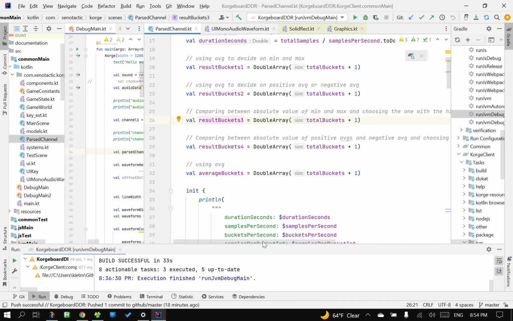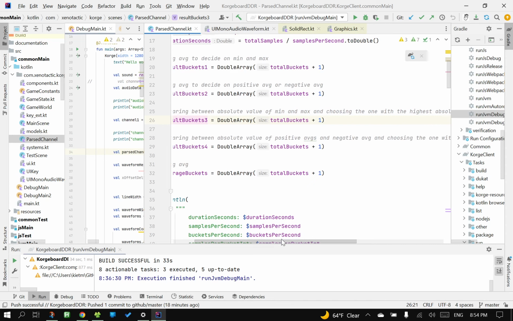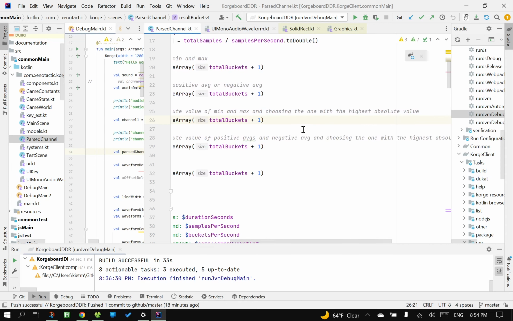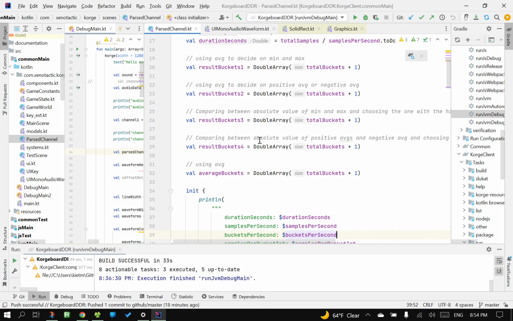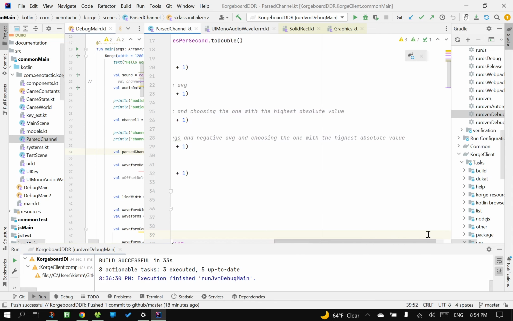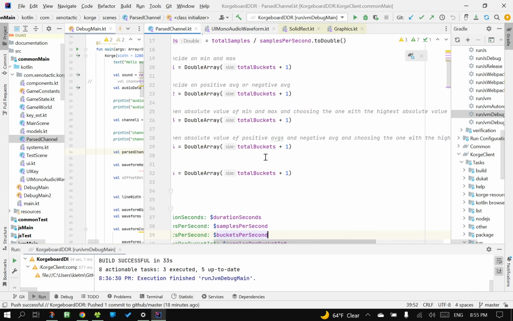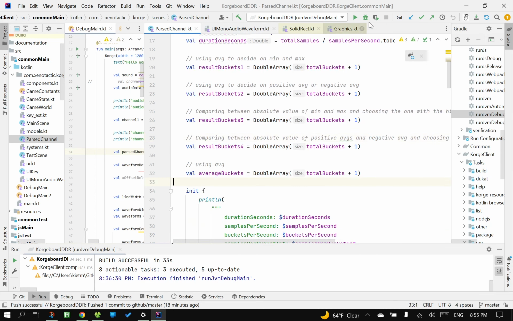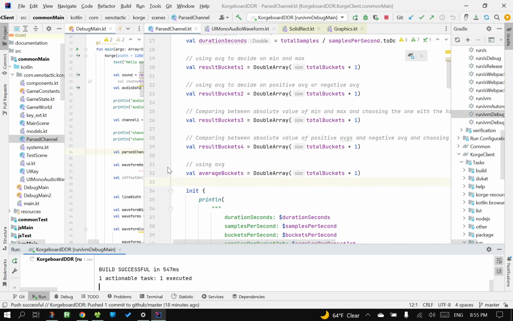Another way you could do it is by comparing the absolute values of both the minimum and maximum, then choosing the one with the highest absolute value. The other one that I tried was comparing the absolute value of the positive averages and negative averages and choosing the one with the highest. So this one is using the averages of the positive and the negative side. Okay, I'll go ahead and run this and show you all what it looks like.